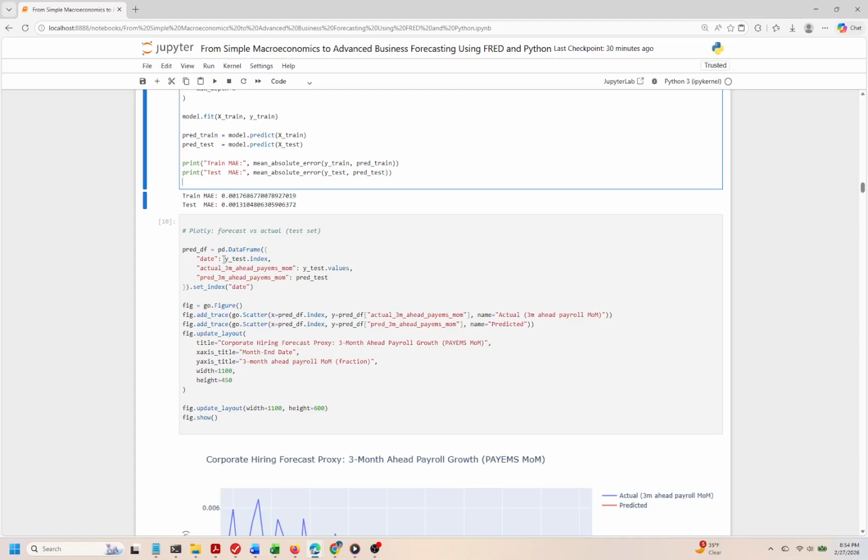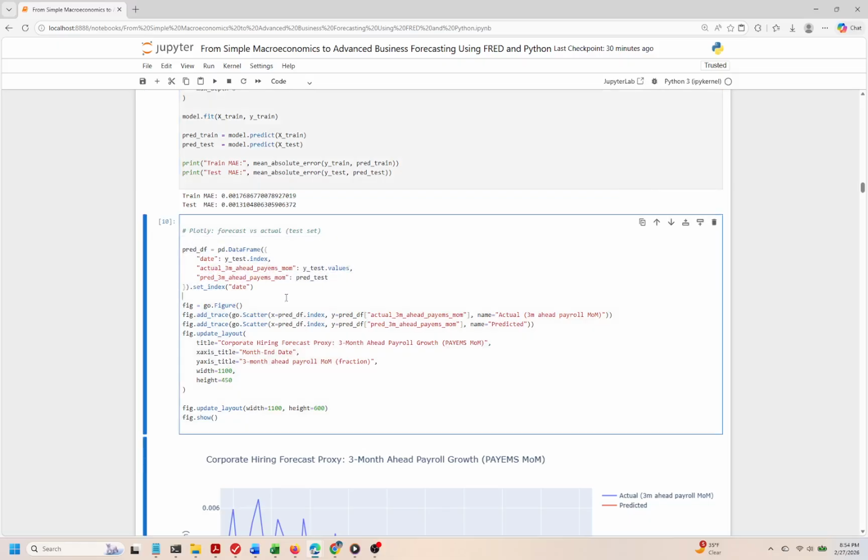This cell is focused on visualizing the relationship between predicted and actual values for a corporate hiring forecast, specifically looking at the 3-month ahead payroll growth data. Effective data visualization is crucial in understanding how accurate our predictions are compared to actual outcomes, and this plot will help illuminate that relationship clearly.